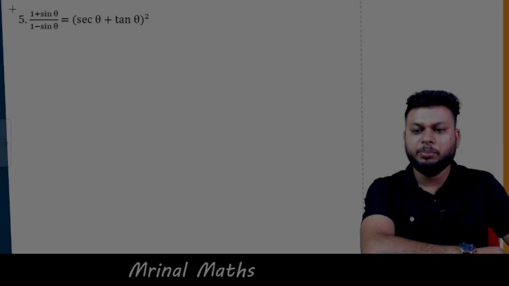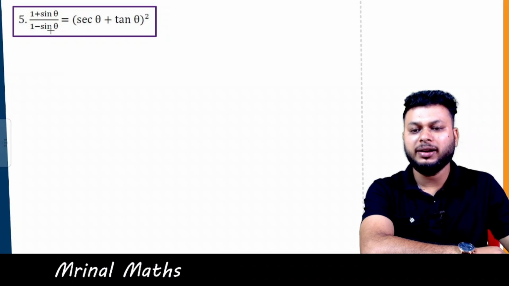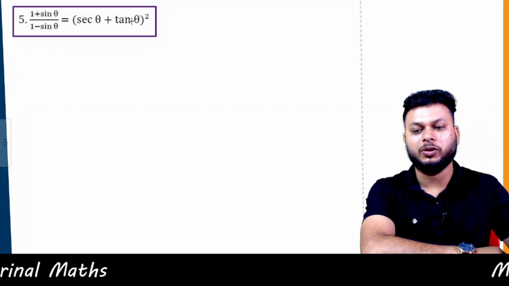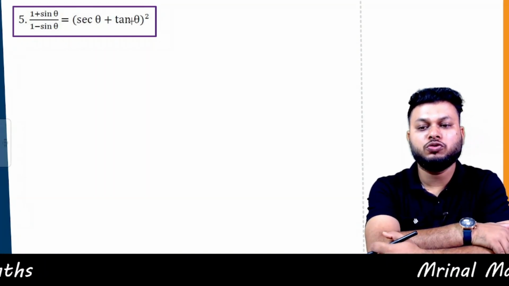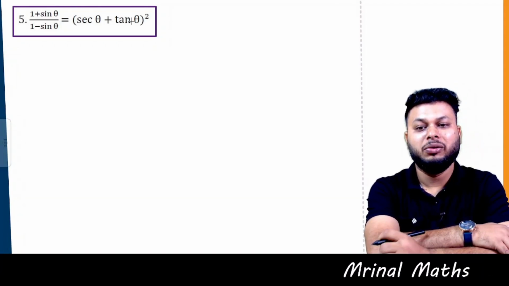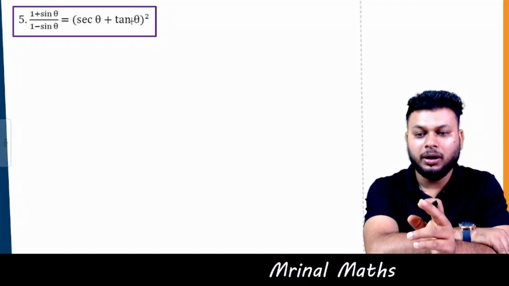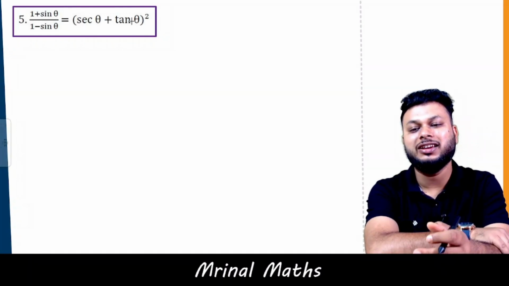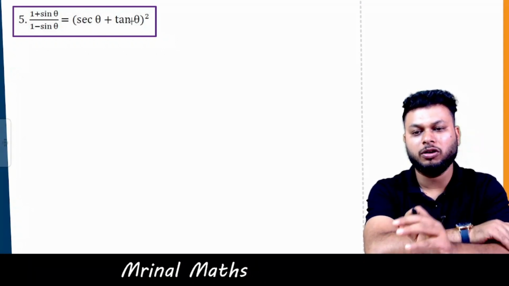The question says, prove that (1 + sin θ)/(1 − sin θ) is equal to (sec θ + tan θ) whole square. Now here you see, if you look at the left hand side, which is (1 + sin θ)/(1 − sin θ), what can we do, Max? We can change the sin θ in terms of cosec, and the denominator also remains same. You can change sin into cosec, and then you can take the LCM, and then you can go ahead. This is one of the options.